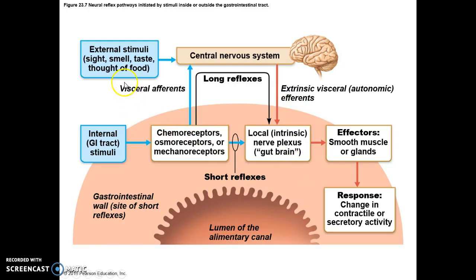We also have external stimuli that can elicit an increase in GI activity. The first one is sight, smell, taste, and thought of food. If you see, smell, taste, or think of food, that will also induce and stimulate activity.